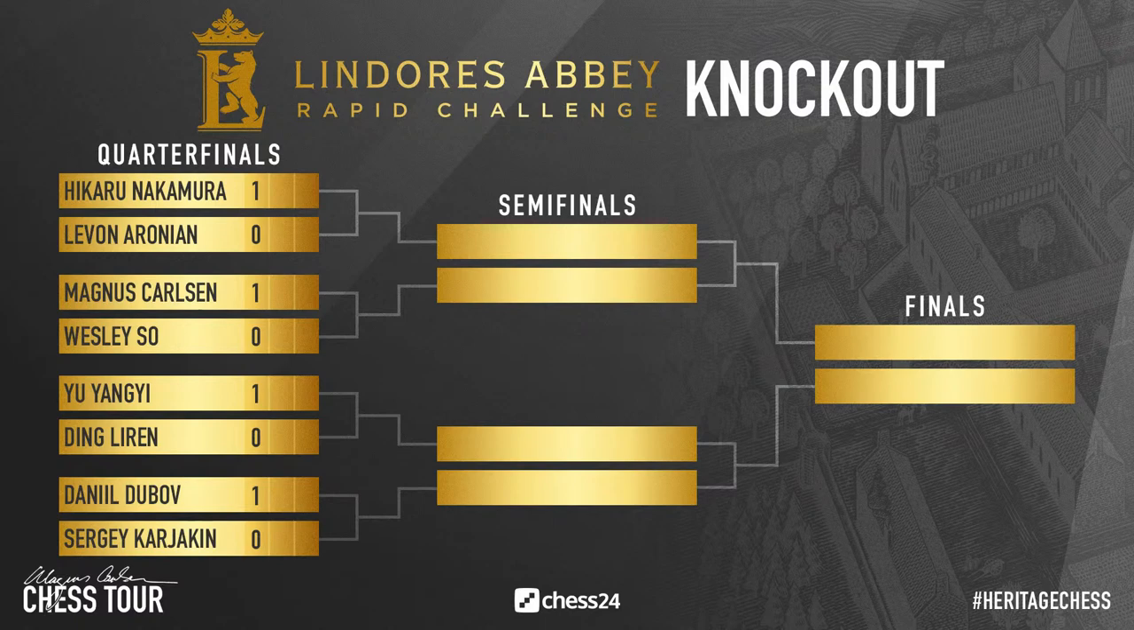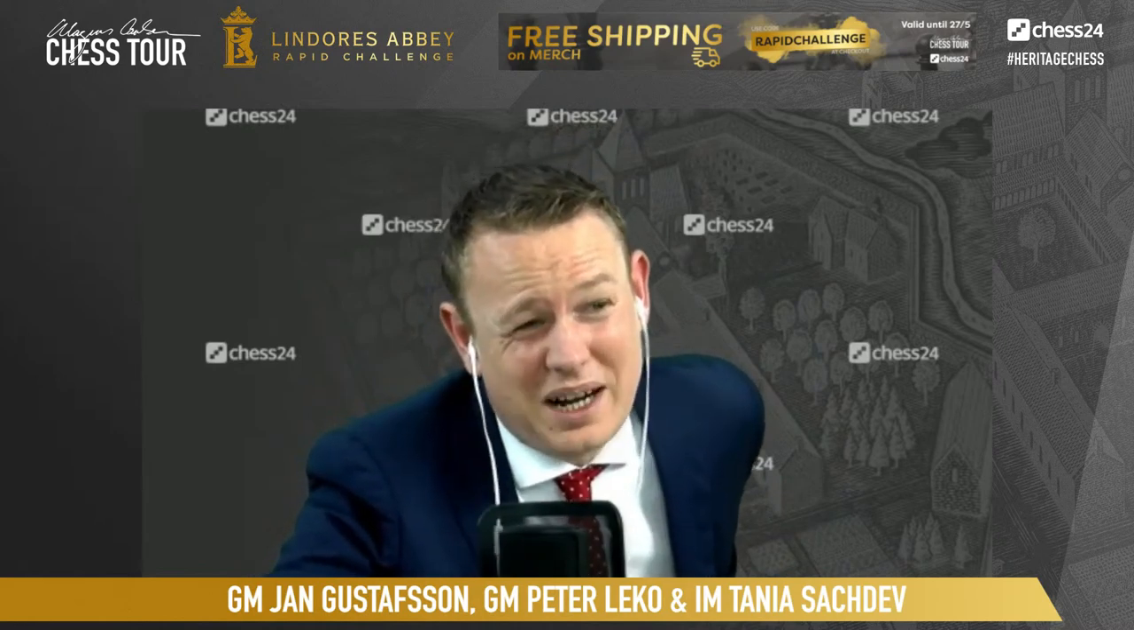And some would argue that after a win against Ding Liren, Dubov is up against Karjakin in that match. There is a path to go very far for Yu Yangyi in this tournament. The same, of course, goes for Daniel Dubov. What I'm trying to say is they are not in the Magnus Hikaru bracket for now. I am excited about the matches because I thought that Ding Liren might potentially be the second biggest favorite next to Magnus in this whole event.